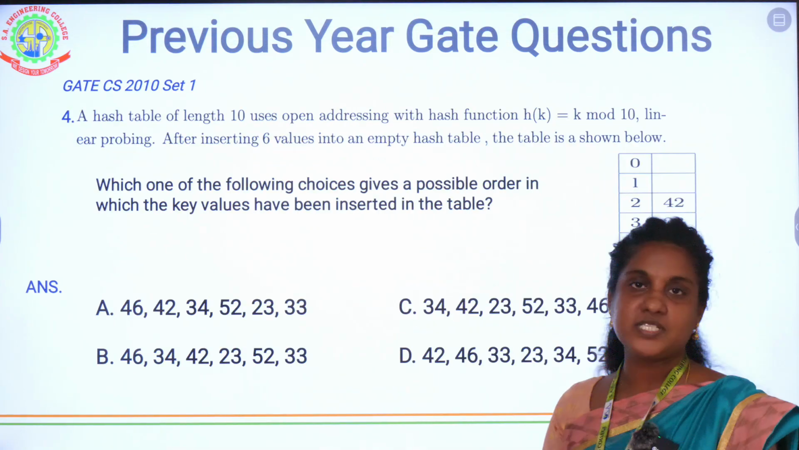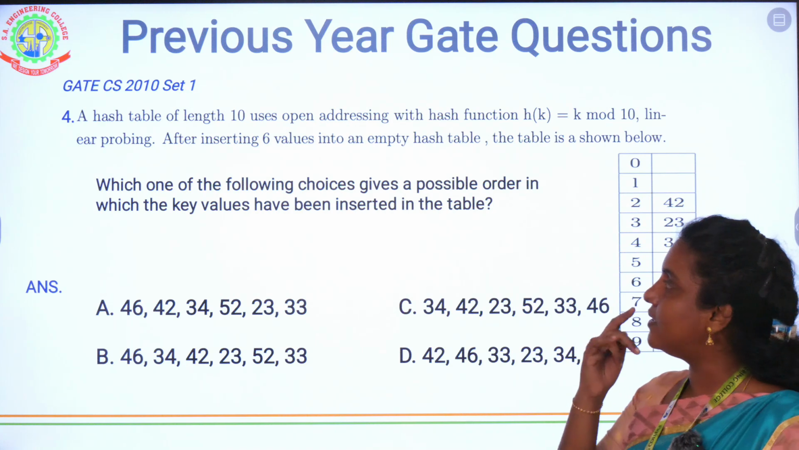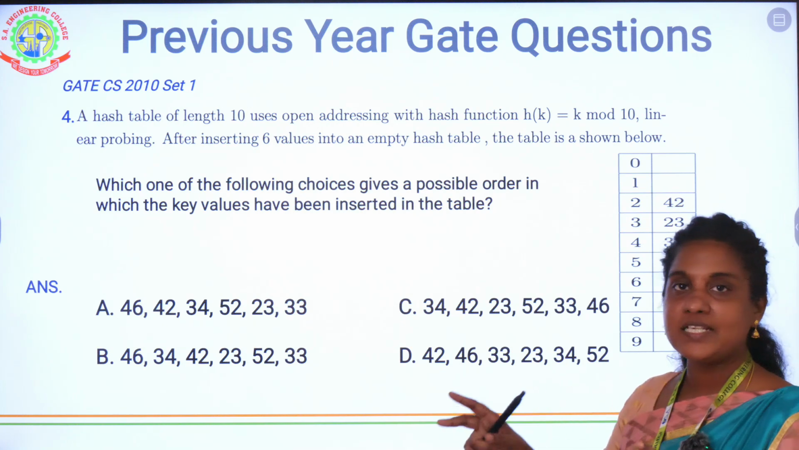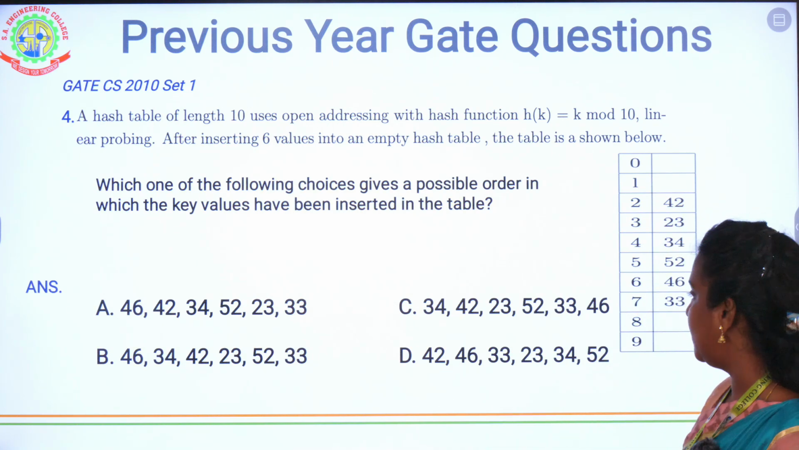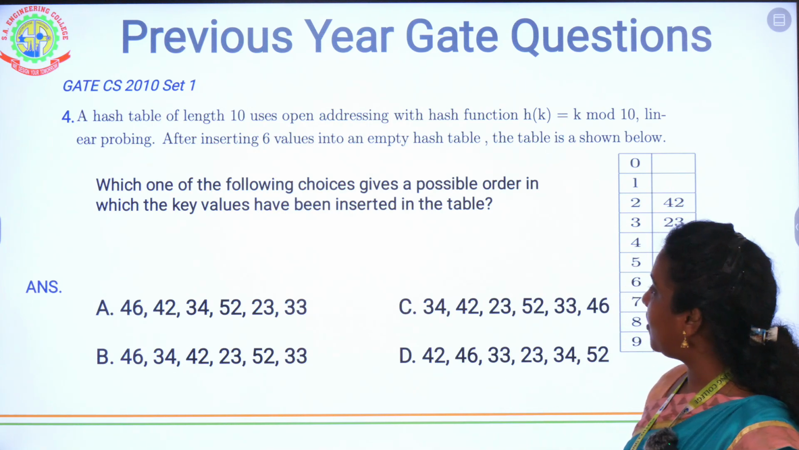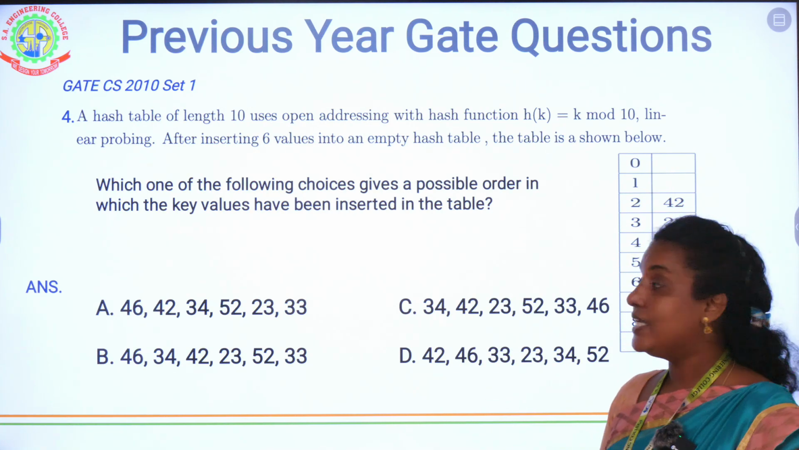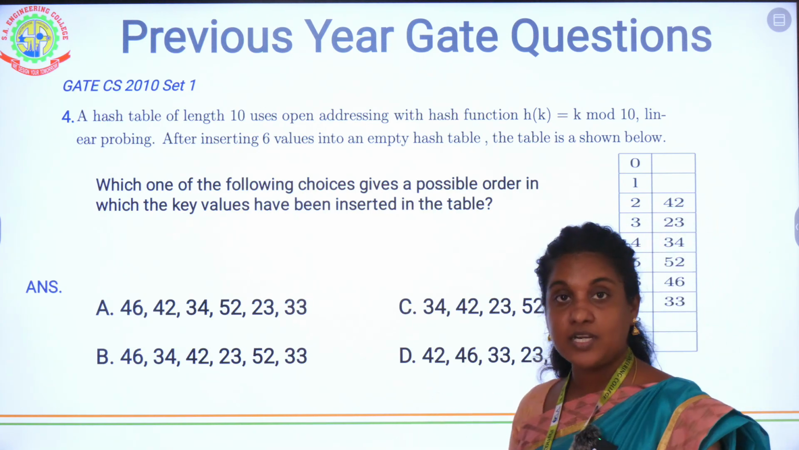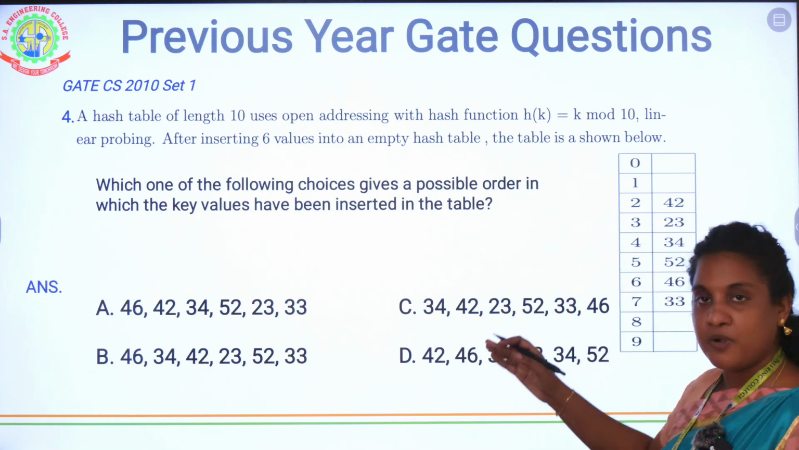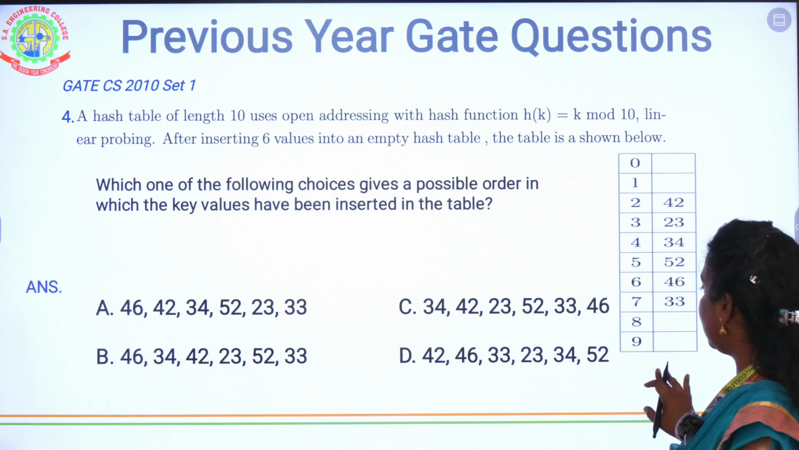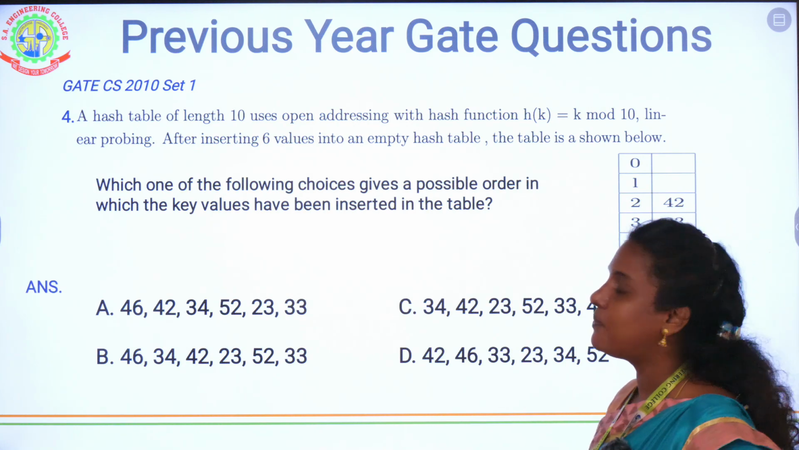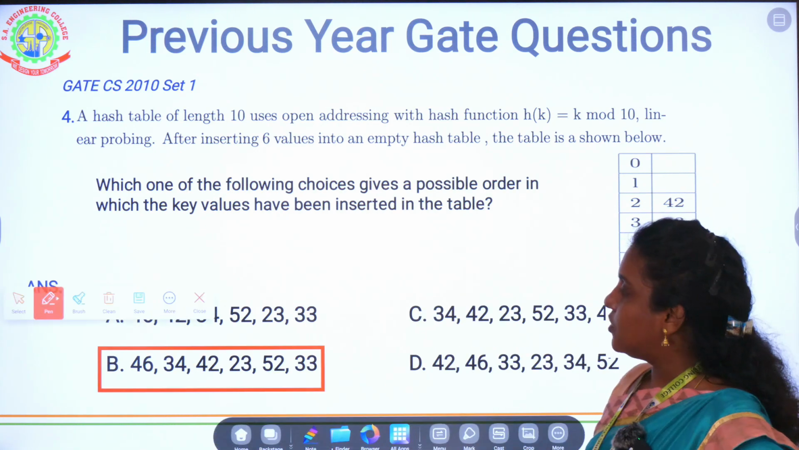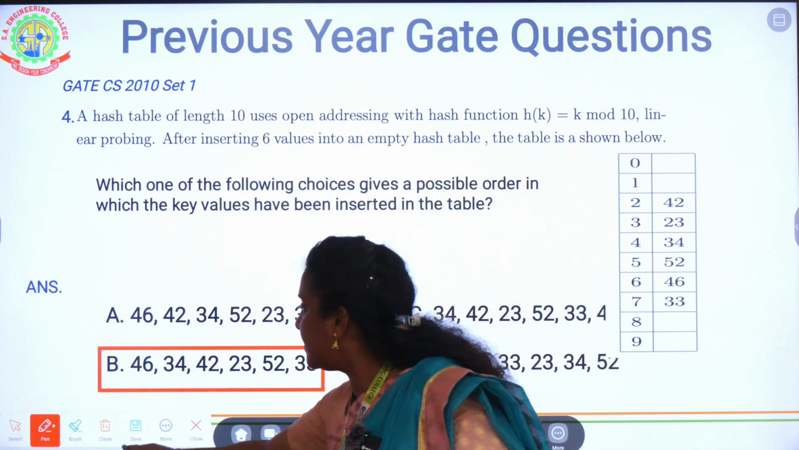The last question is taken from set 1, 2010. Here they have given the hash table itself with the inserted values. Which one of the following choices gives a possible order in which the key values have been inserted in the table? You have to check in which order the data was inserted in the hash table. Pause the video, try by yourself and check with the answer. So the option is B. First we will try with A.